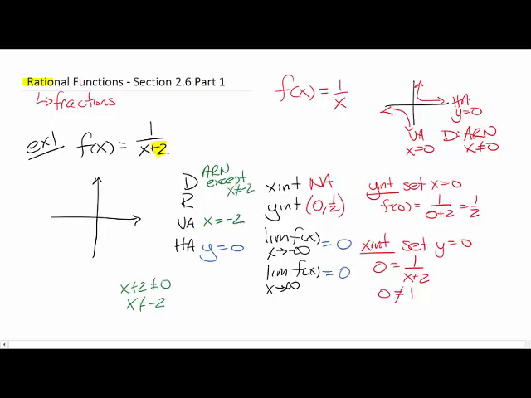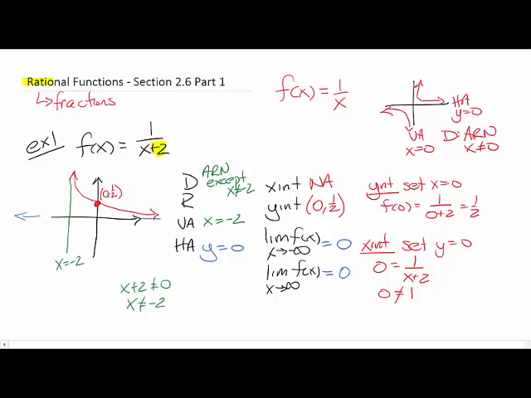Now I'm going to piece these things together. In green, I have a vertical asymptote of x equals negative 2. In red, I have a y-intercept of 0, 1/2. And this is just roughly to scale. And then in blue, I know that my function is going to approach 0 to the left and 0 to the right. I'm going to piece these things together to get my final graph. And my final graph will look something roughly like this.